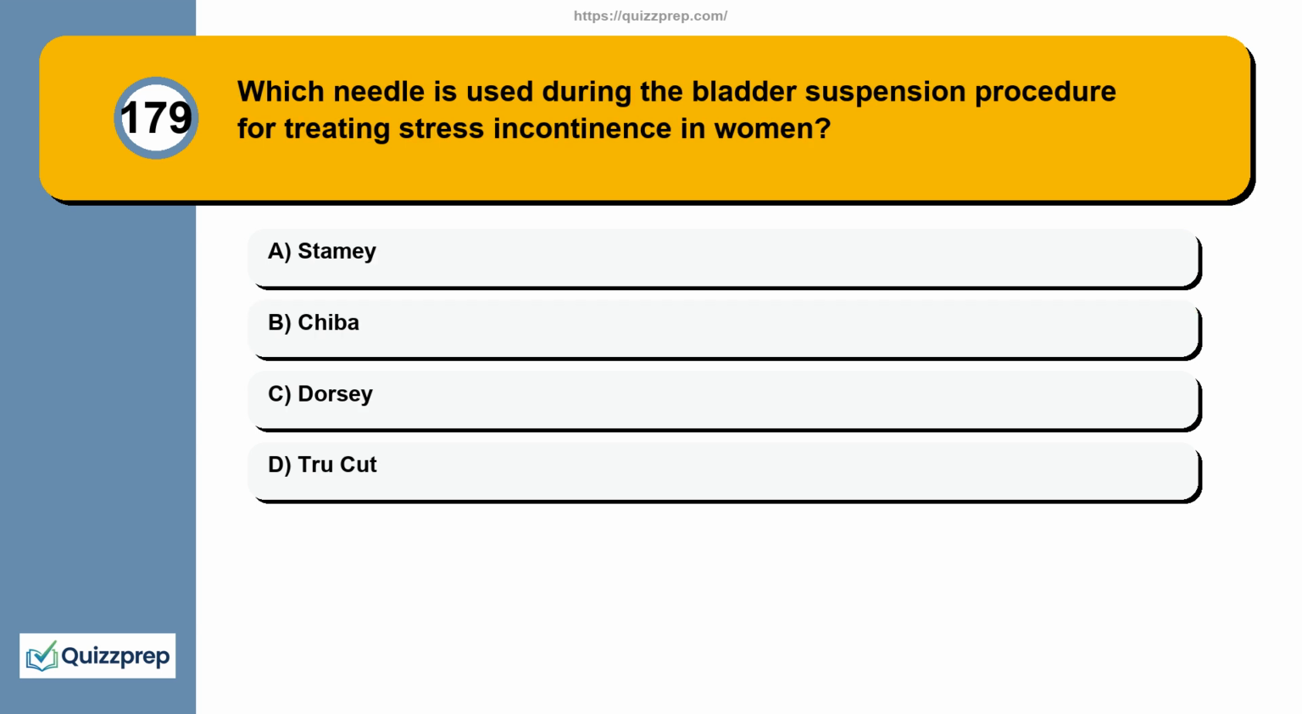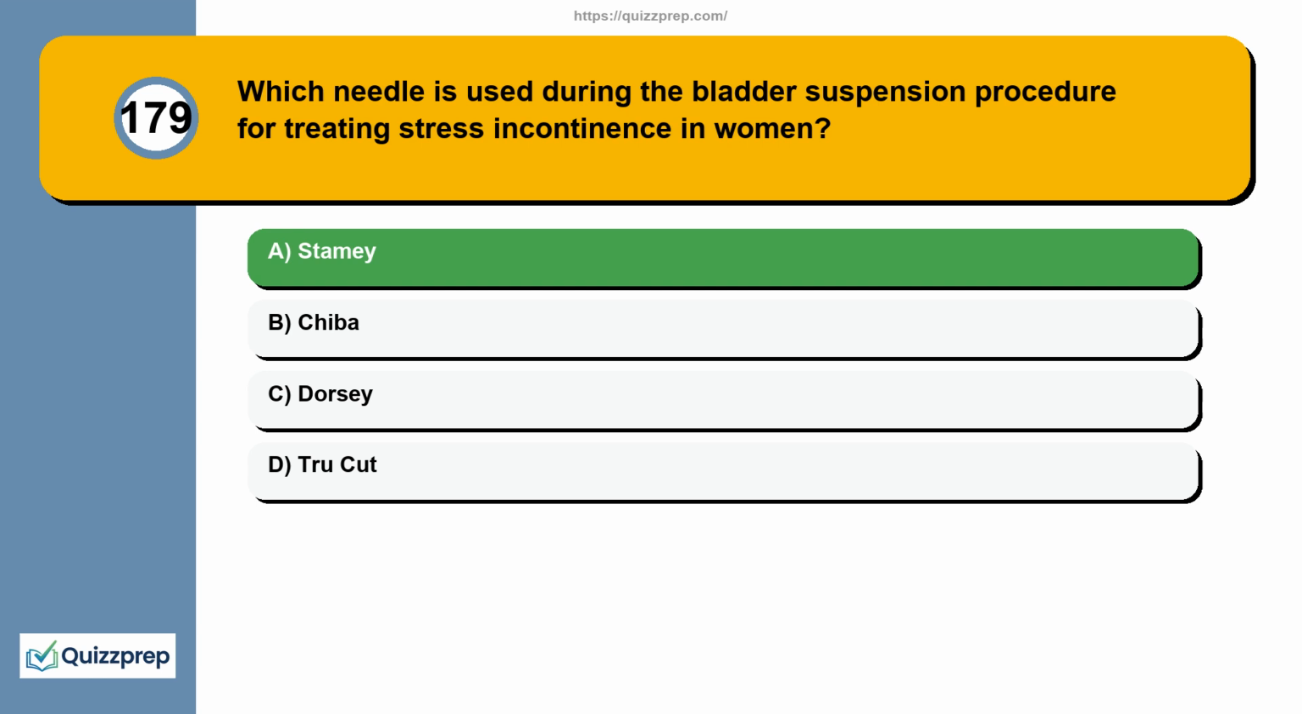Question 179. Which needle is used during the bladder suspension procedure for treating stress incontinence in women? Option A, Stamy. Option B, Chiba. Option C, Dorsey. Option D, True Cut. The correct answer is option A, Stamy.